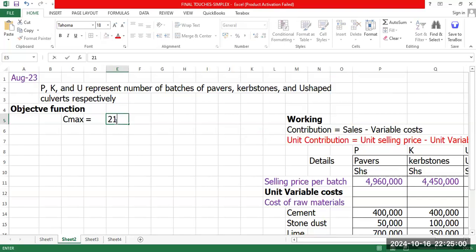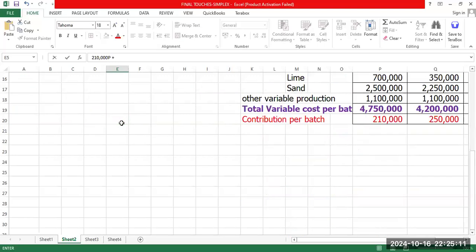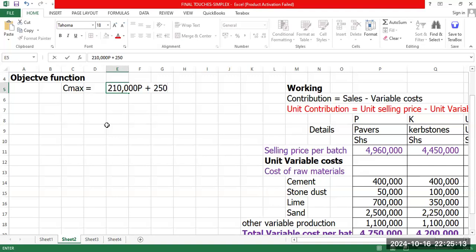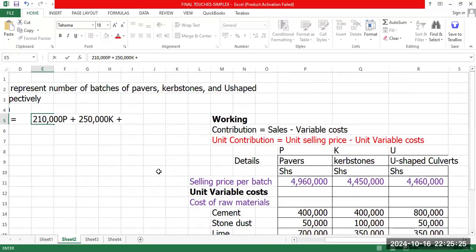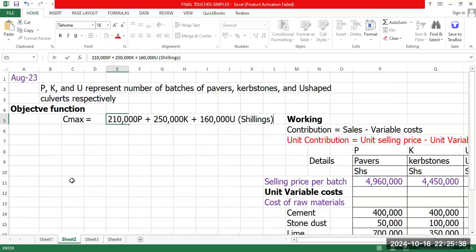So you can write here 210,000 P plus how much? 250,000 K plus how much? The last figure is how much? 160 U. And this amount of money is in shillings. Okay. And that is your objective function.